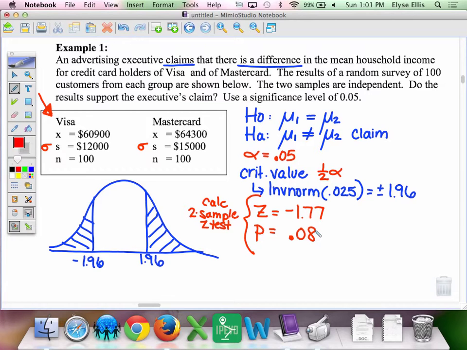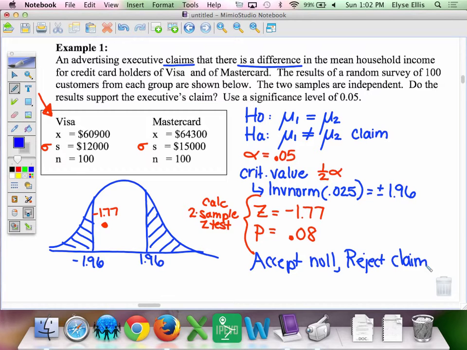Now, for the sake of following the directions on the front of your notes, we're going to do the graphing. If I plot negative 1.77, it's to the left of my picture, but not quite into our shaded part. So if I'm in that white area, we are going to accept the null. And when you check out your hypotheses, our claim is in the alternative, so we're going to do the opposite and reject our claim.